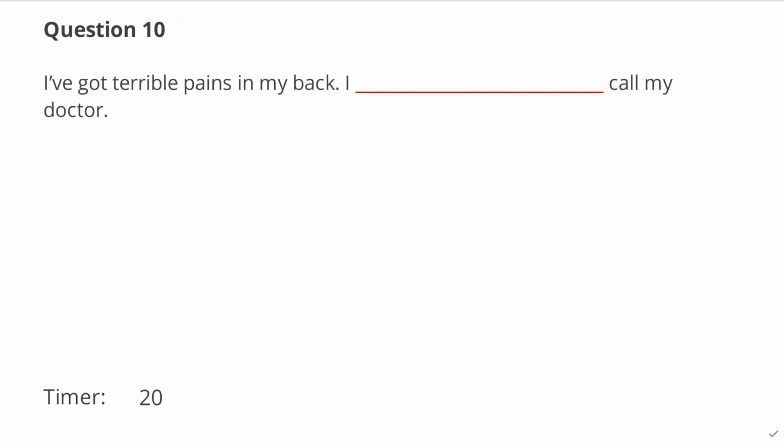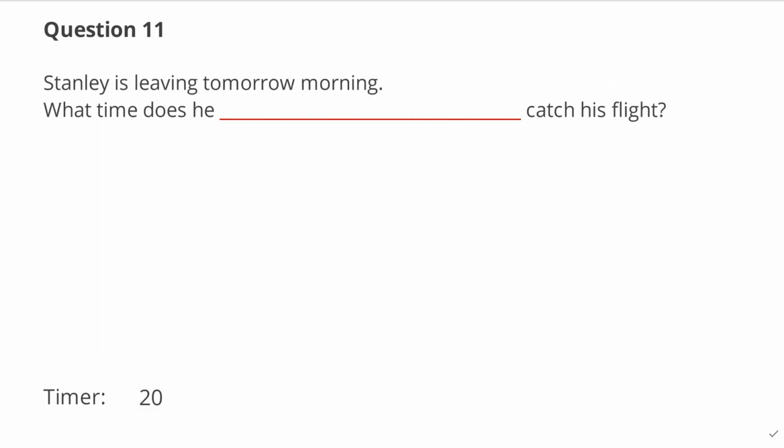Question 10. I've got terrible pains in my back. I call my doctor. Now when you have pains in your back or you have toothache or you have terrible pain in your tummy, it makes your life miserable. So it becomes very important to get rid of that pain. In that case, you are pretty sure you want to do it because you believe it's important for you. Therefore, must is the right answer. Let's move on to question 11.